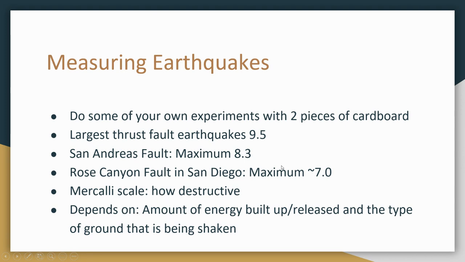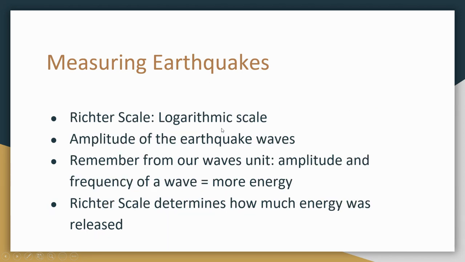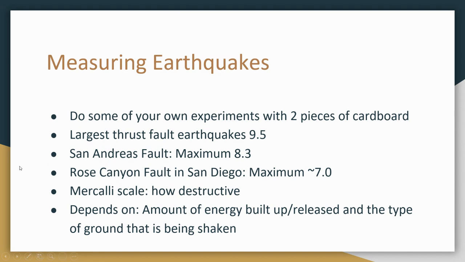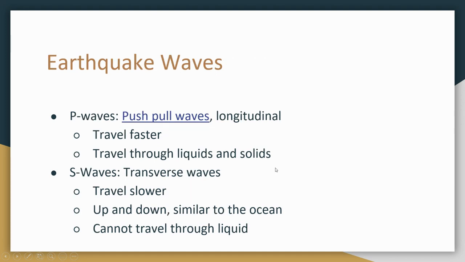But the most common number that you see is the Richter scale, not the Mercalli scale. So we're going to deal primarily with the Richter scale. All right. The thing with earthquakes is that different waves are caused by this violent release of energy. So there are two types of waves created in earthquakes.